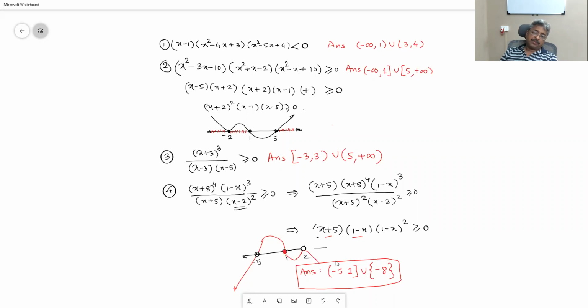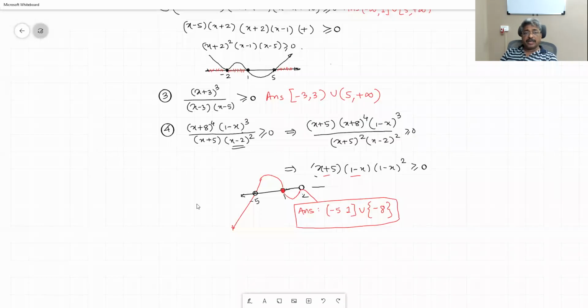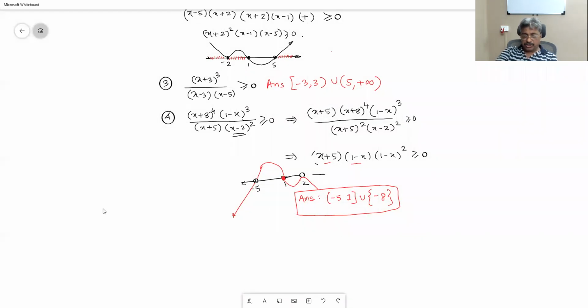So as per the graph, if we want to write down the solution set, it will be minus 5 to 1. However, we cannot forget minus 8 because the moment we put x equal to minus 8, LHS becomes 0 and 0 is equal to 0, which is true. So it is a part of the solution set. However, I think this problem is going to be more interesting if the inequality is changed.